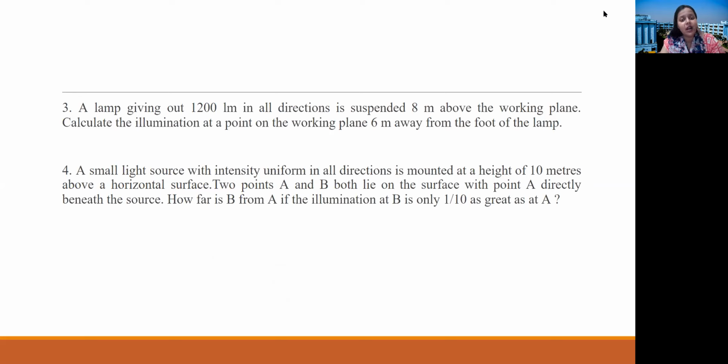A lamp giving out 1000 lumen in all directions is suspended 8 meters above the working plane. Calculate the illumination at a point on the working plane 6 meters away from the foot of the lamp. Let me give you some hints.